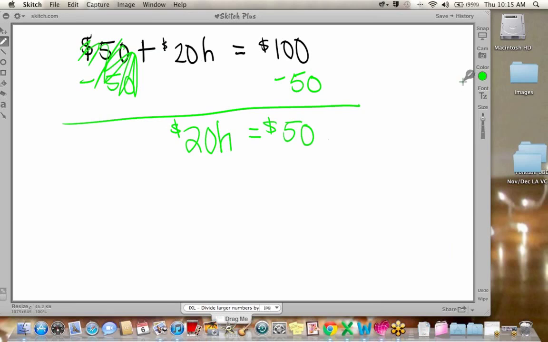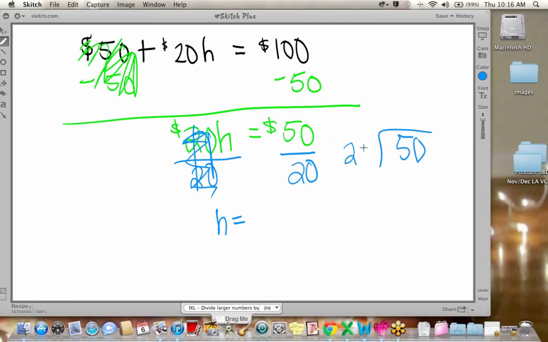And I am left with 20H equals $50. Ashley, what is the inverse operation of multiplication? Division. And this is multiplication when they're next to each other. So to get rid of it, divide by 20. And guess what? 20 divided by 20 goes away. It just becomes 1. So H equals whatever $50 is divided by 20. So you could probably do it in your head, but if you can't, come over here and do this division problem. Go for it.